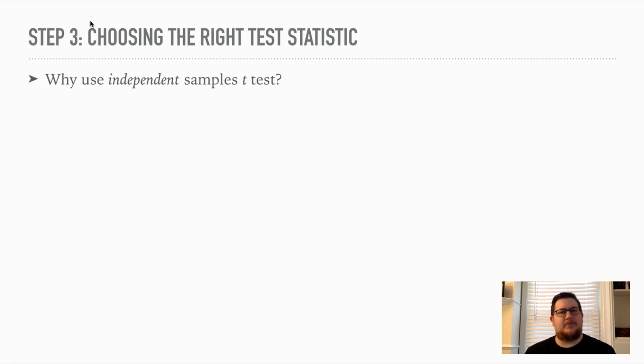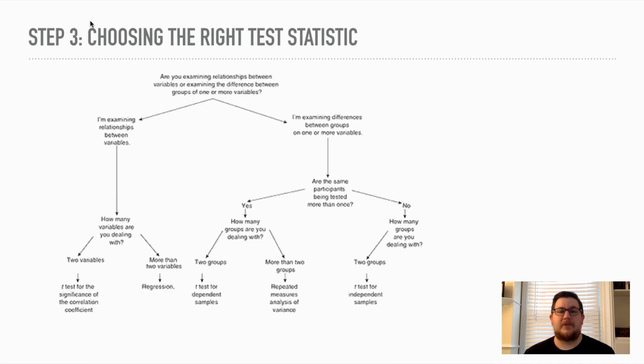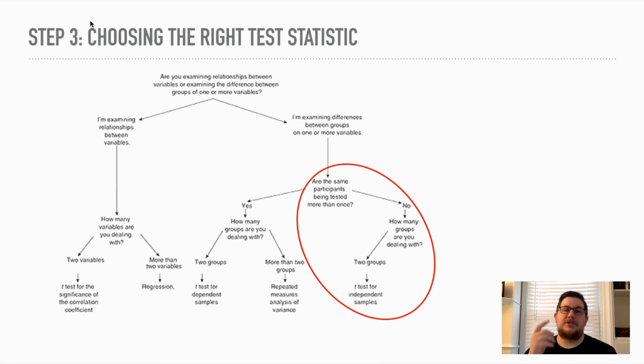So why do we use the independent samples t-test instead of the dependent samples t-test? Well, let's look back at that flow chart from your textbook, which in this case is actually somewhat useful. Okay, so here's that flow chart. Take a look at this. All right, the question is, we want to examine differences between groups of one or more variables. Are the participants being tested more than once? In this case, no, right? It's simply two different groups, right? We're dealing with two different groups. They're not being tested multiple times on this question.